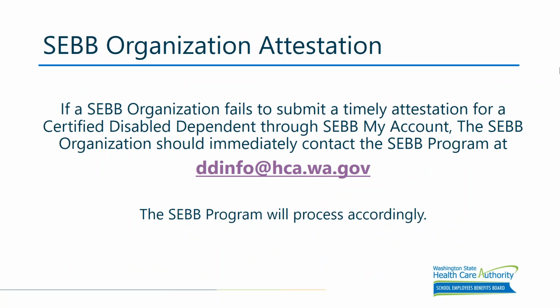Now, if you intend to attest for a disabled dependent's disability status or certified status, but you are not able to do that in time, you will want to send an email to the email provided on the screen. It's ddinfo@hca.wa.gov, and the SEBB program will be in touch with you to process that request.